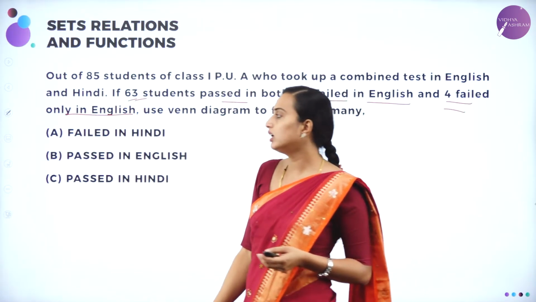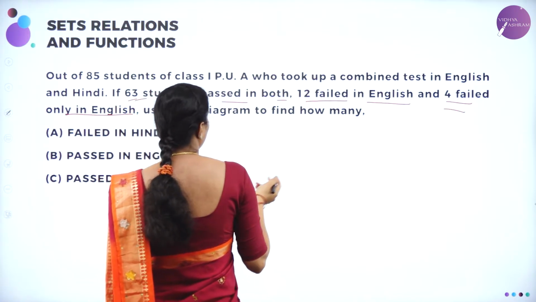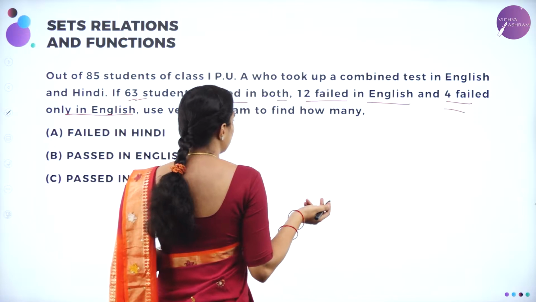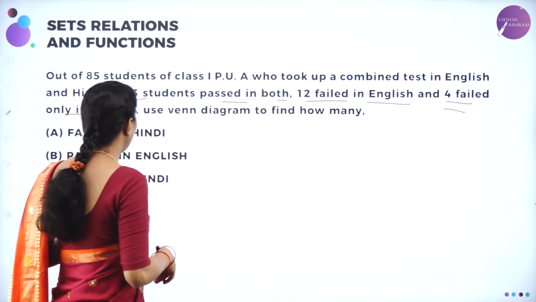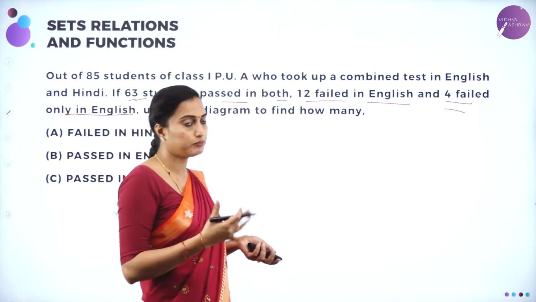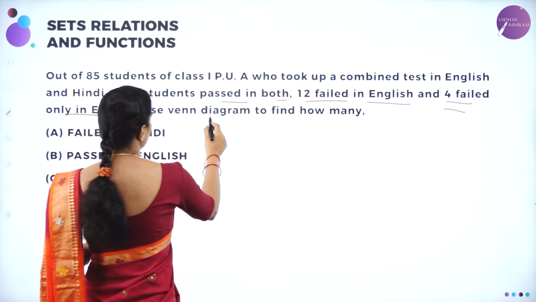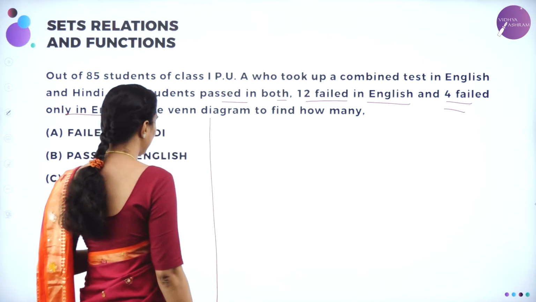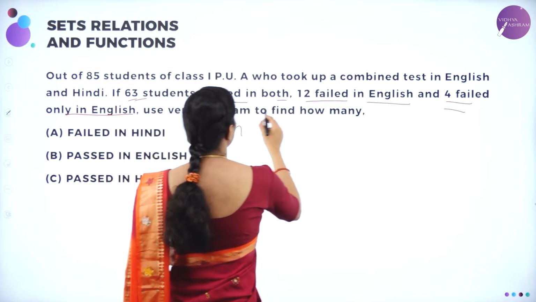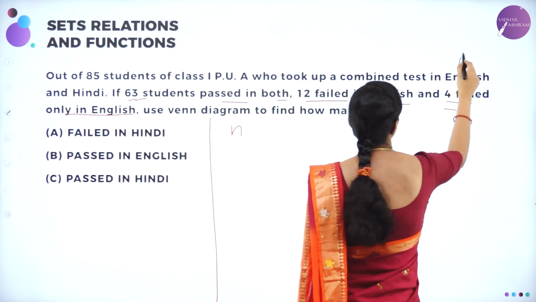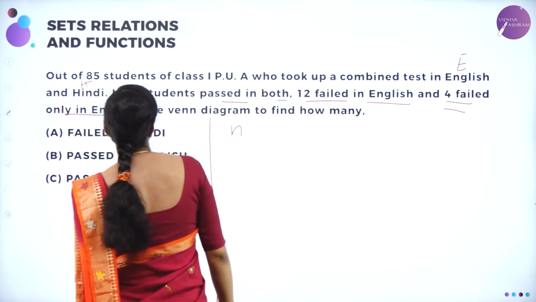Okay. So here I can write the Venn diagram accordingly. How many failed in Hindi, how many passed in Hindi, you need to find out using the Venn diagram. So let me write it one by one. Who only failed they have asked, so they have given it easier. The given terms: I am going to take English as E and Hindi as H.